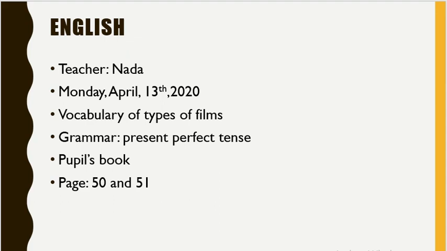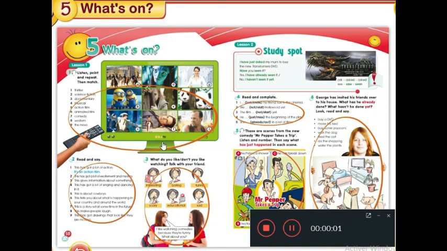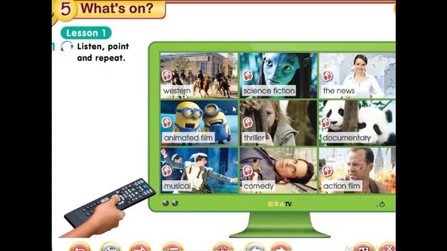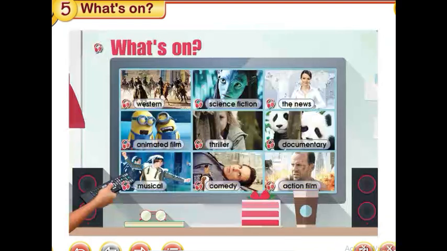We will have in our lesson vocabulary of types of films and grammar, present perfect tense in all forms, affirmative, negative and interrogative. So please take your paper's book, page 50 and page 51. Today we are starting a new model. What's on? First let's see a poster of vocabulary of films. Let's start.